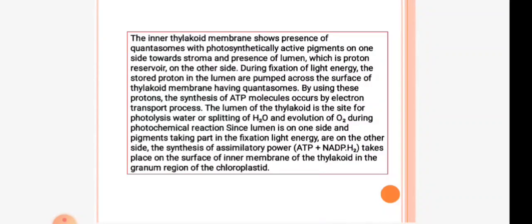electron transport process. The lumen of thylakoid is the site for photolysis of water and evolution of O2 during the photochemical reaction. So lumen is on one side and pigments taking part in the fixation of light energy are on the other side. The synthesis of assimilatory power ATP and NADPH2 takes place on the surface of the inner membrane of the thylakoid in the granar region of the chloroplastid.